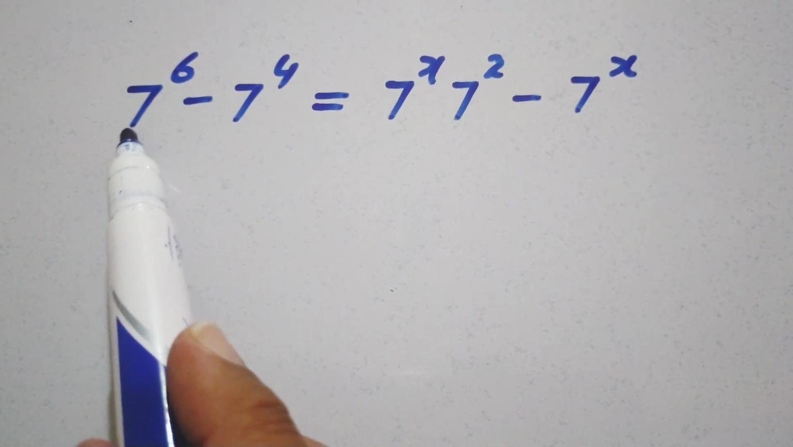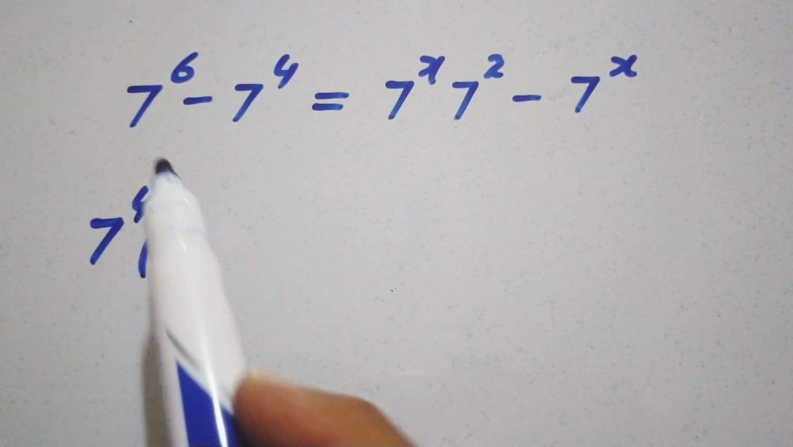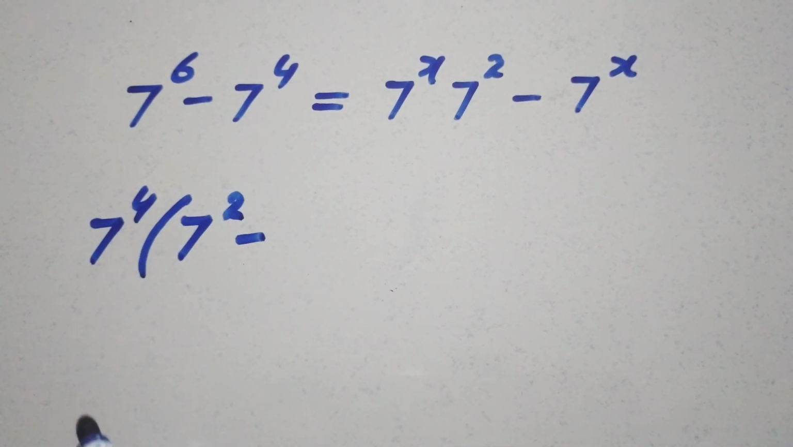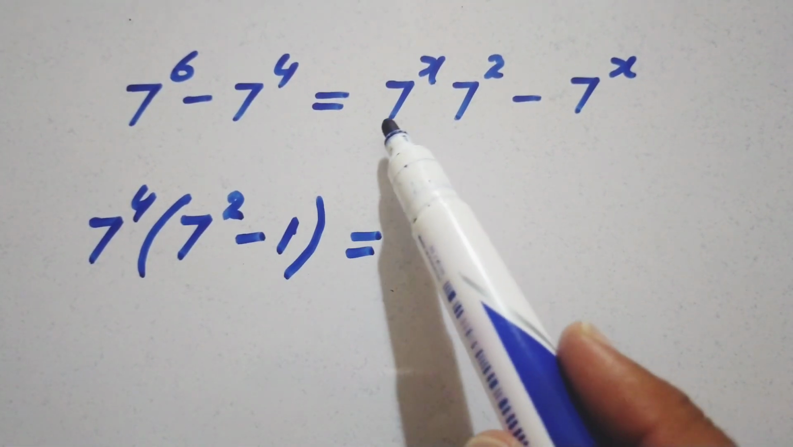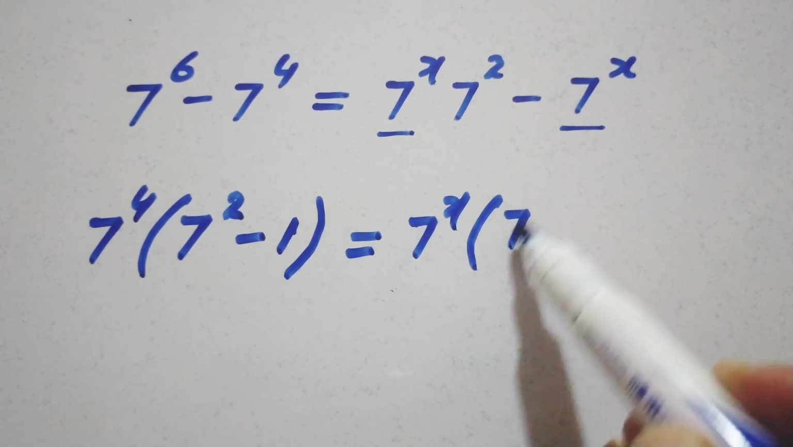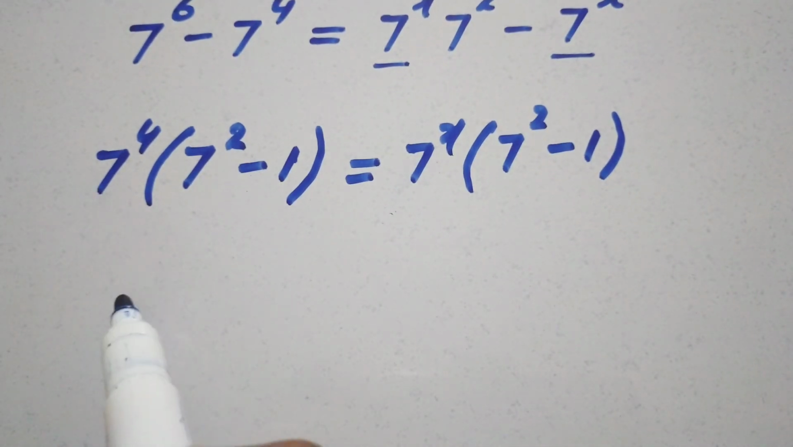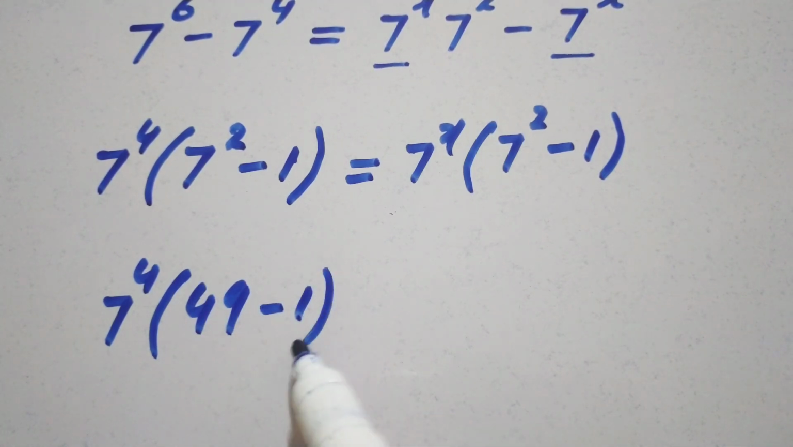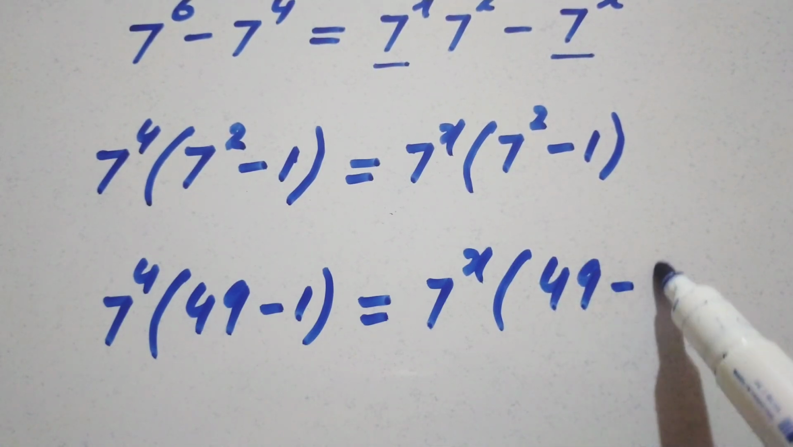Now by taking common from left hand side we can factor out 7^4, and inside the bracket 7 squared will be left minus 1, since we have taken 7^4 common, is equal to, in the right hand side we can factor out 7^x. So inside the bracket 7 squared minus 1 will be left. So now 7^4 and here 7 squared which is 49 minus 1 is equal to 7^x into 7 squared, 49 minus 1.